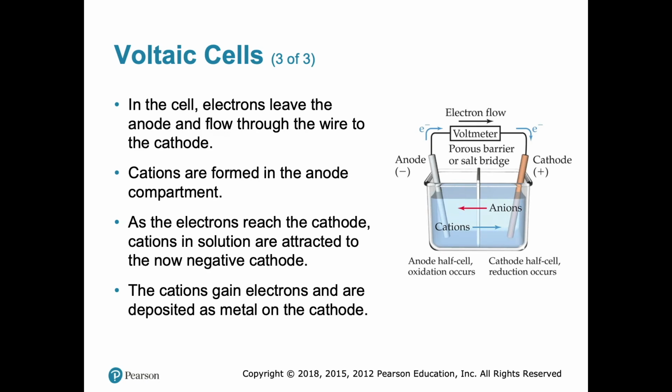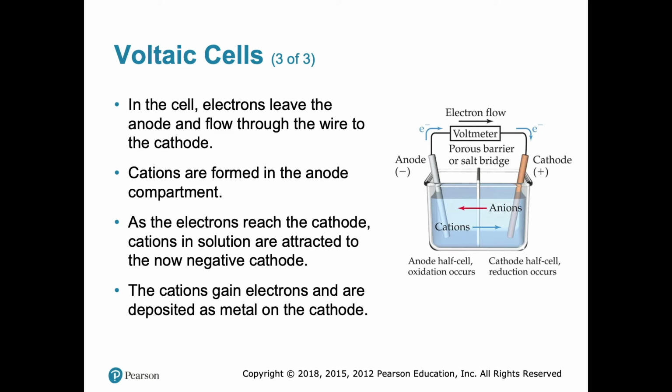All right, so a little bit more about voltaic cells. In a cell, the electrons leave the anode and flow through the wire to the cathode, which I just said. So here's the anode right here, and the electrons flow through the wire to the voltmeter and over into the cathode. So electrons flow from the anode to the cathode, which I said in the previous slide already.